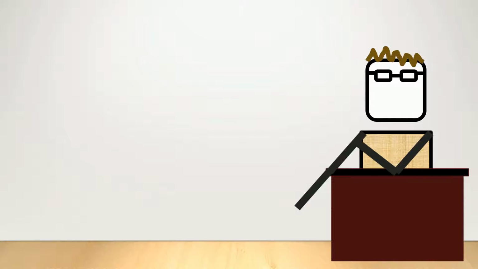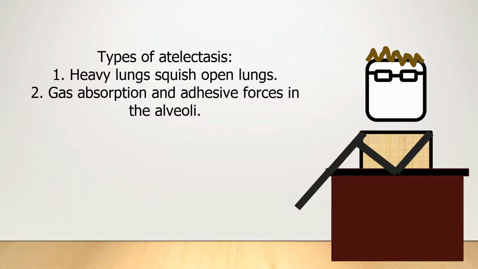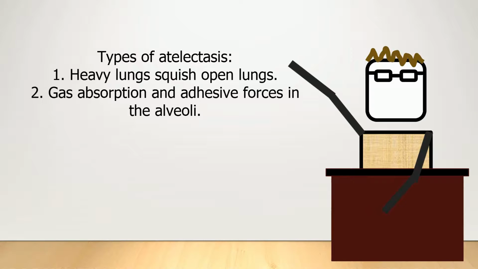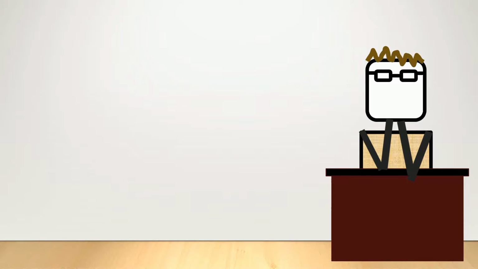For those segments that are collapsed, there are two types of atelectasis that occur. There are compressive forces from heavy lung segments that are filled with fluid and press on the open airways. Atelectasis from gas absorption and adhesive forces is the other type and differs from the first, as it usually requires very high airway pressures to force the alveoli open.